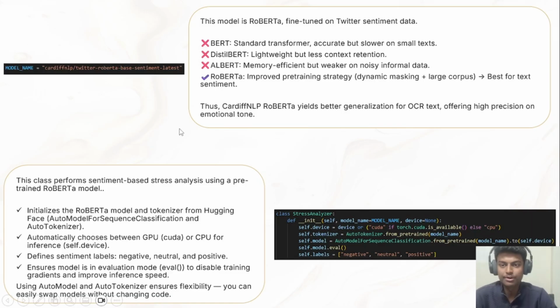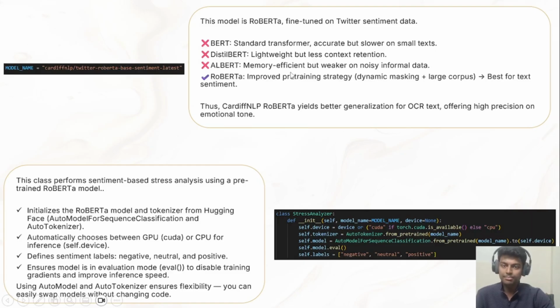So why did we choose this model? Various models were also in our options, like BERT, DistilBERT, ALBERT, and RoBERTa. For BERT, the problem is that it is slower on smaller text, as answers will be written in smaller text, so we have to perform well on that as well. So it was discarded. DistilBERT is lightweight but has less context retention. It doesn't store the previous memory very well compared to the others. So we discarded it as well.